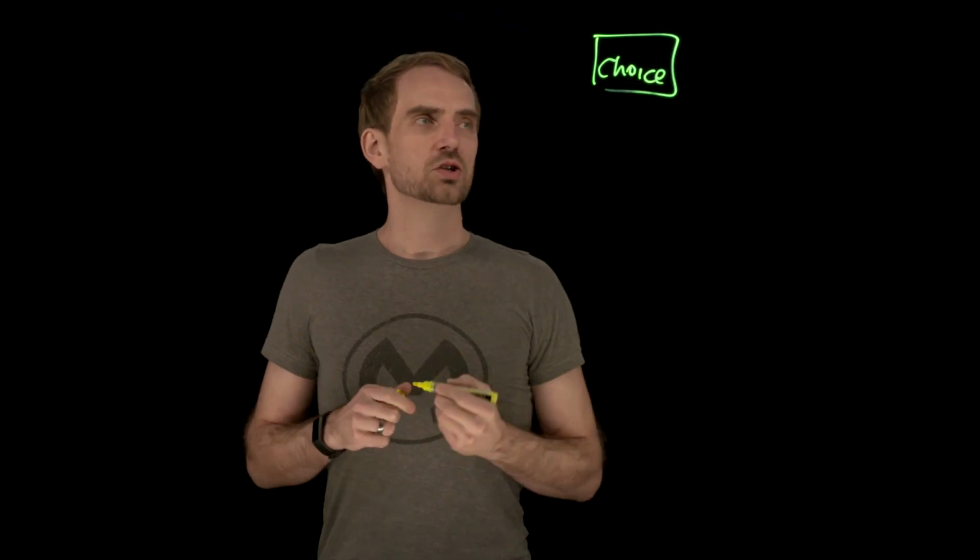Hi, in this Lightboard session we're going to talk about the flow control that you can use in your code. So there are 4 of these. The first is the choice. Now choice is multiple paths.